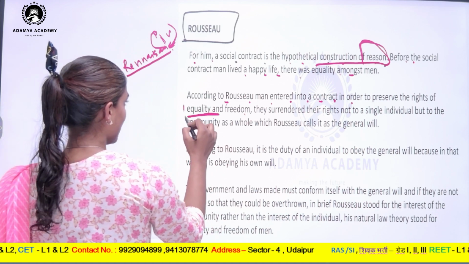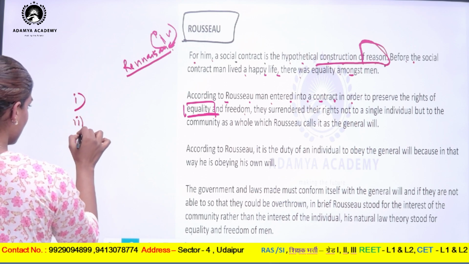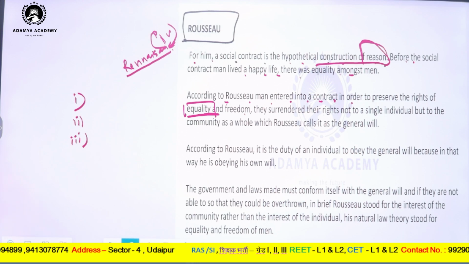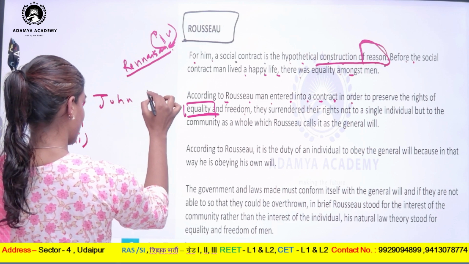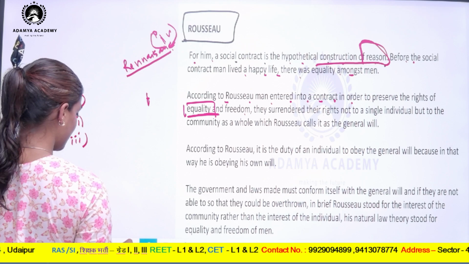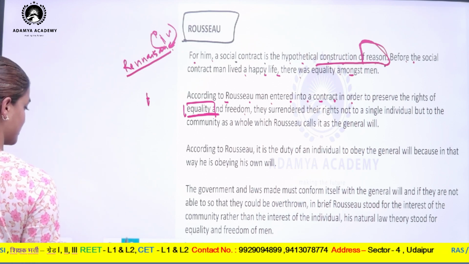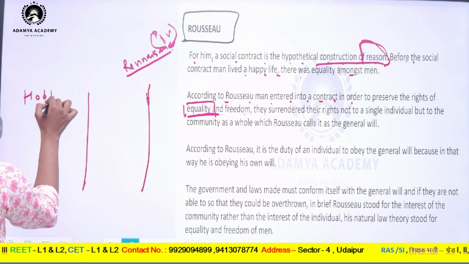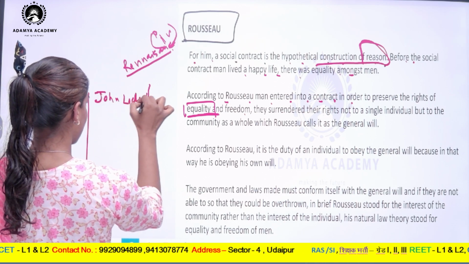So we have studied three proponents in sequence. What were the three proponents? Could you recall? First, we have studied about Hobbes. Let me make a flow chart for it. This is Hobbes, this is John Locke, and this is Rousseau.